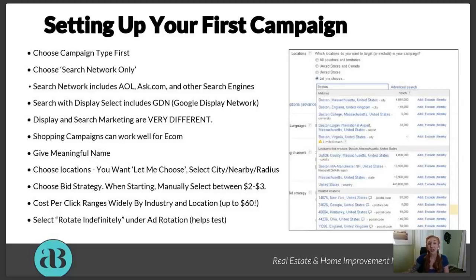So the first thing that you want to do is select your campaign type first, because if you don't select the campaign type first, then when you go and try and save it, it's going to delete the name that you have already put in.